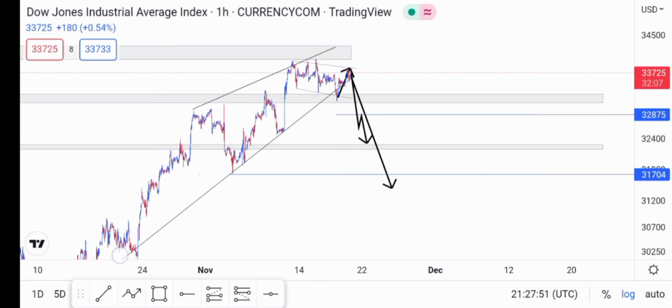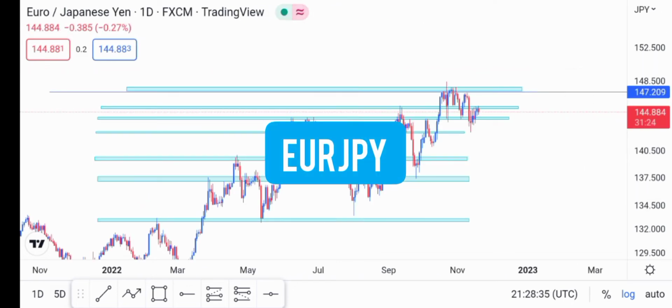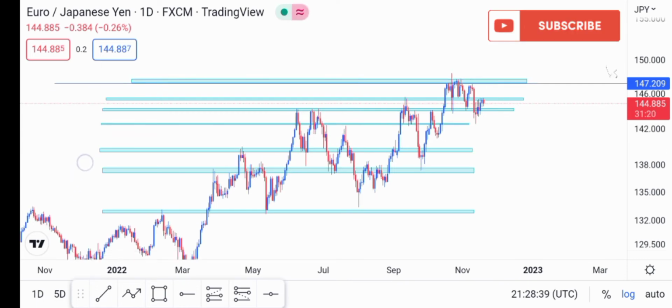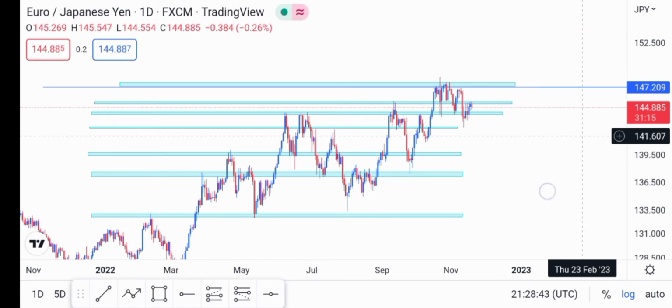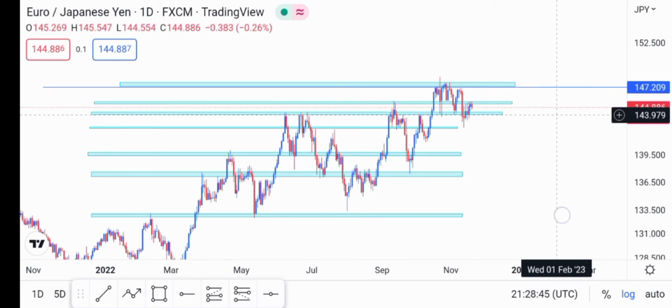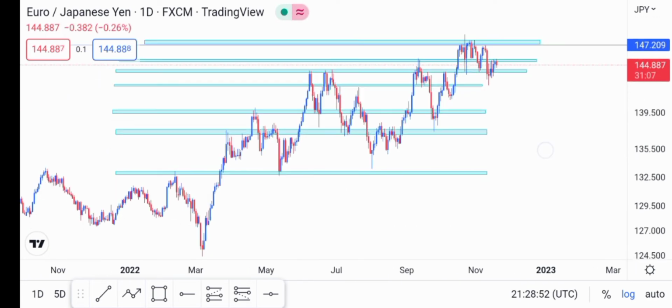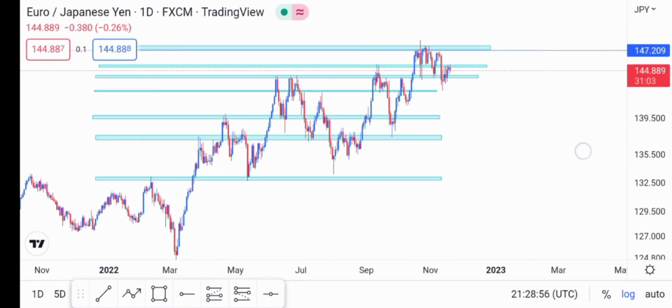Okay, so yeah, let us move to Eurjpy. Okay, so now we're on Eurjpy, and if you want to know how I managed to draw all those levels, the link is in the description below. It is our lesson number 1. So yeah, guys, look closely. This is simple, very simple.